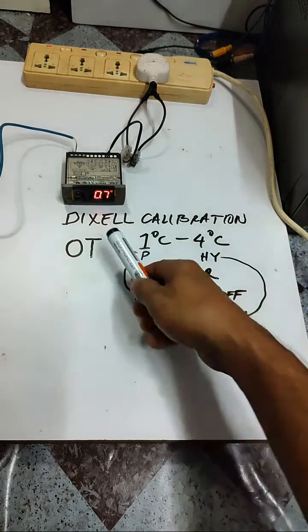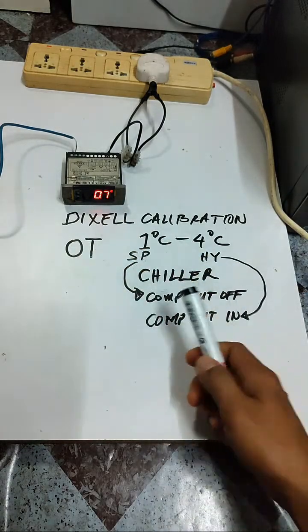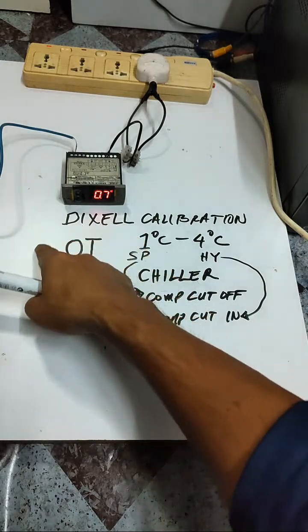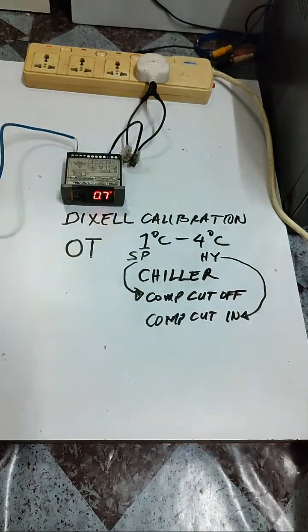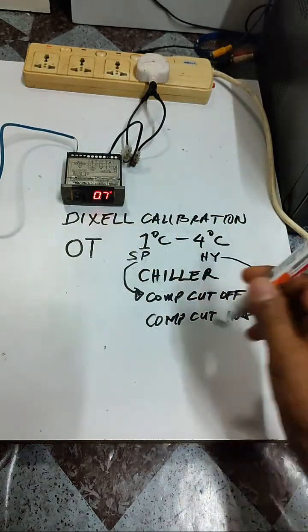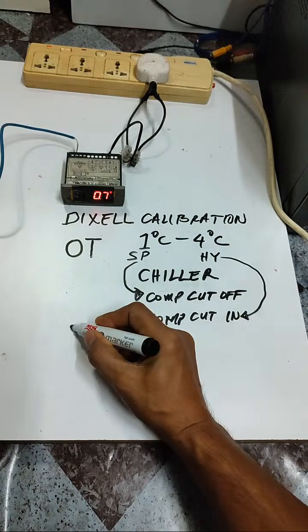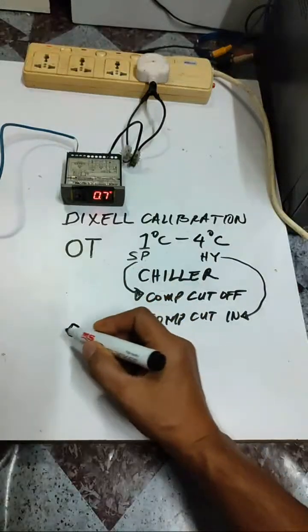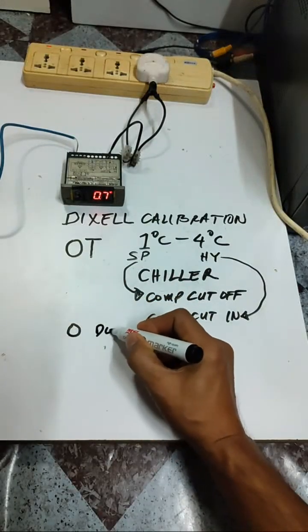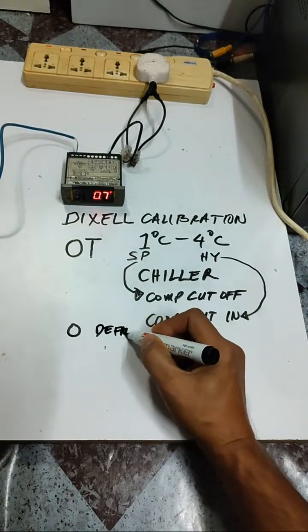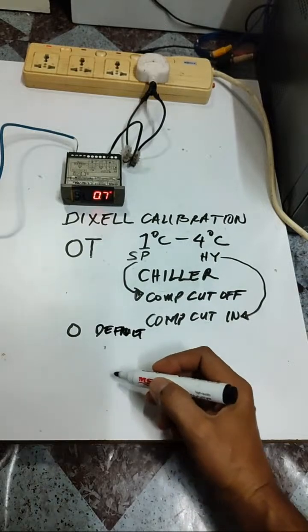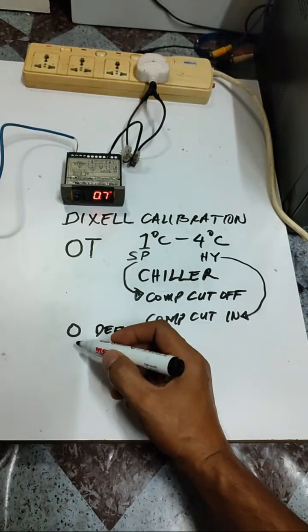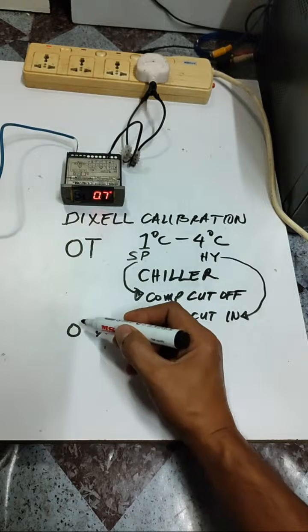And now let's proceed, guys, to the OT. You can find this in the parameters. If you buy a Dixell control, it has a manual. Now I'm going to mark 0 here. 0 is the default value. Whatever the control, it's always 0, the default.